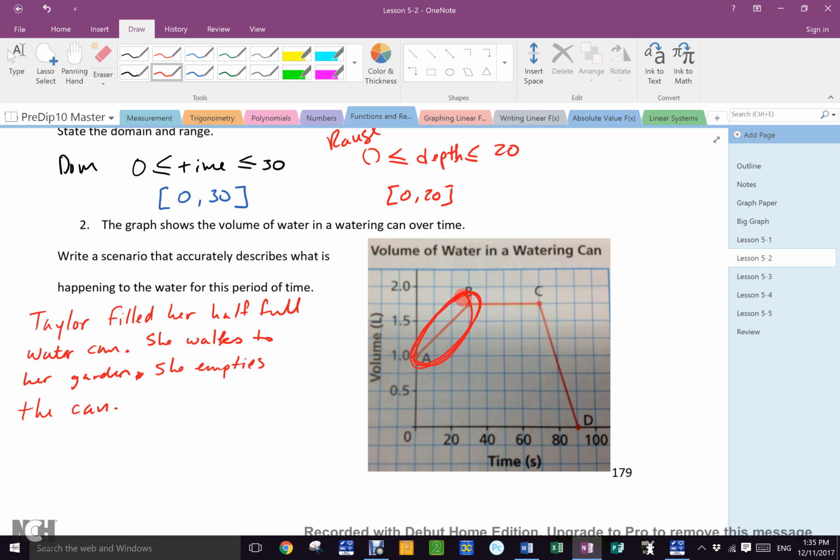She filled up her watering can with half a liter. Getting warmer. It's not a half liter, but 750 milliliters. Now we're getting warm. Now we're pushing 3.5.